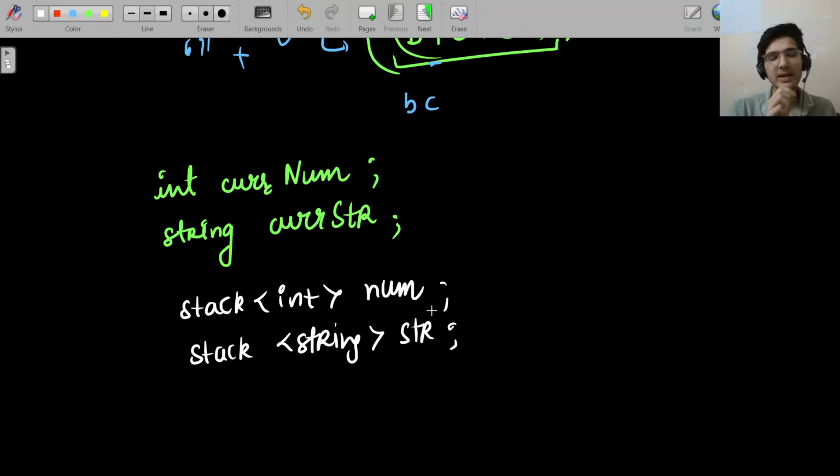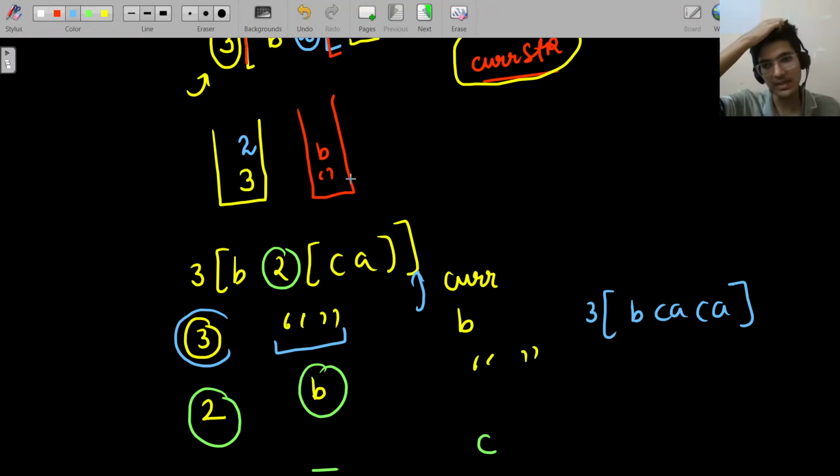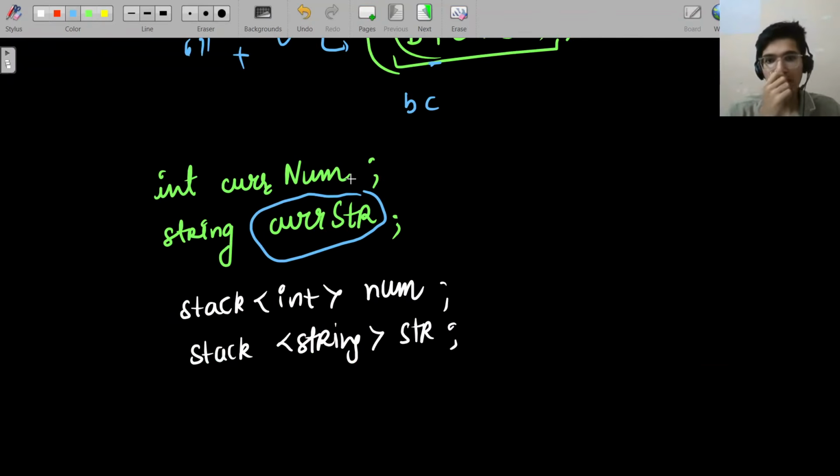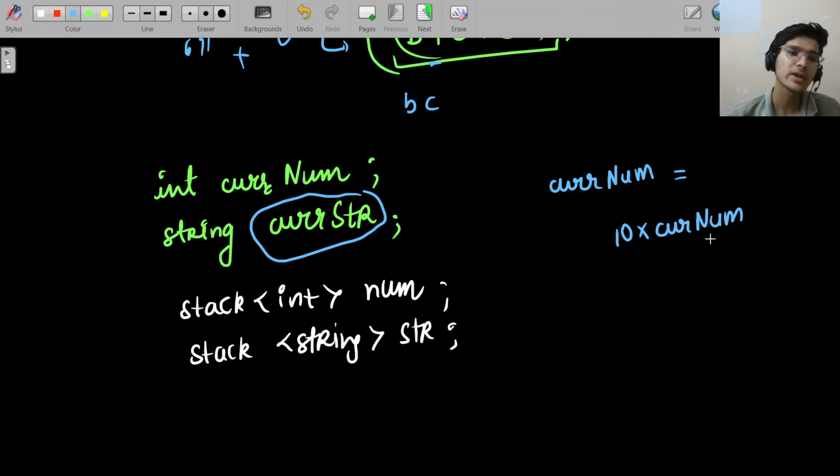Why are we maintaining them separately? Because the numbers and the strings come in independently, right? So we have to handle them independently. Then this current string, when we populate it, will give us our final answer. So we initialize our current number and keep on iterating on the string. Whenever we find a digit, we do cur number equals 10 times cur number plus c minus '0'. I hope you understand this kind of stuff, right? This is how you create a number.